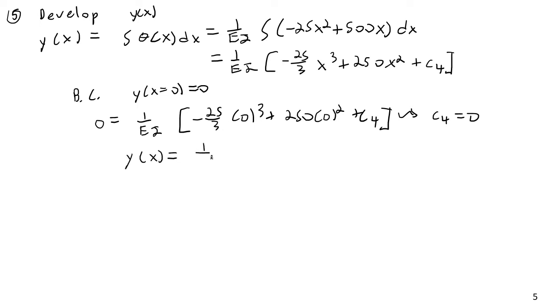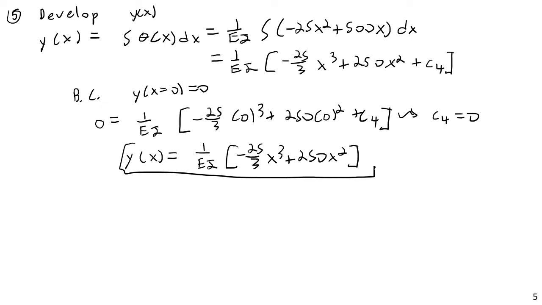Y as a function of x is equal to 1 over EI times negative 25 over 3 x to the third plus 250 x squared. And that would be the final y as a function of x equation.